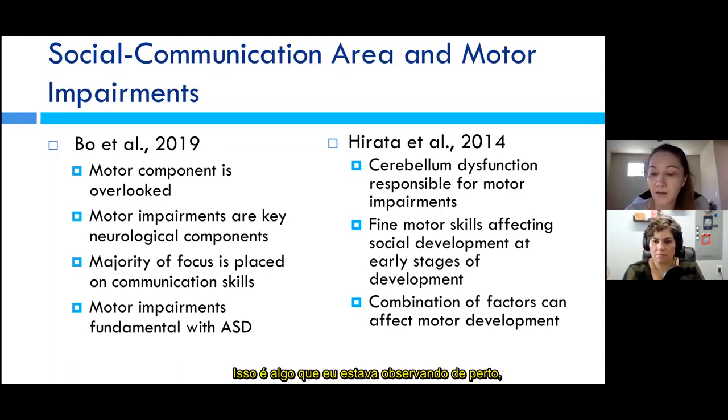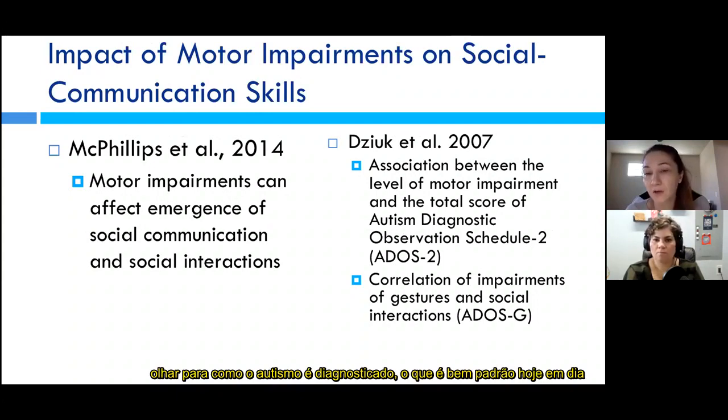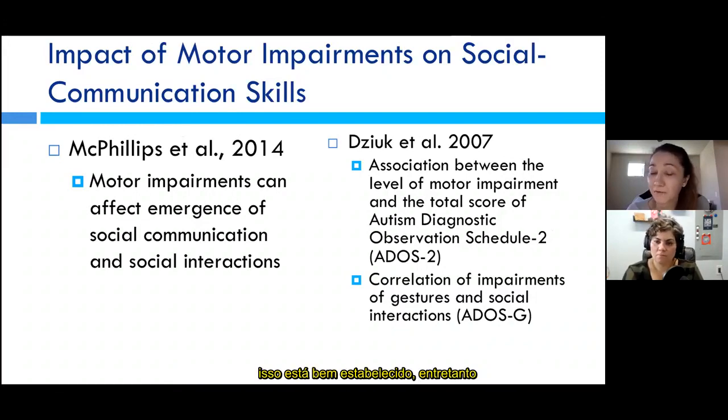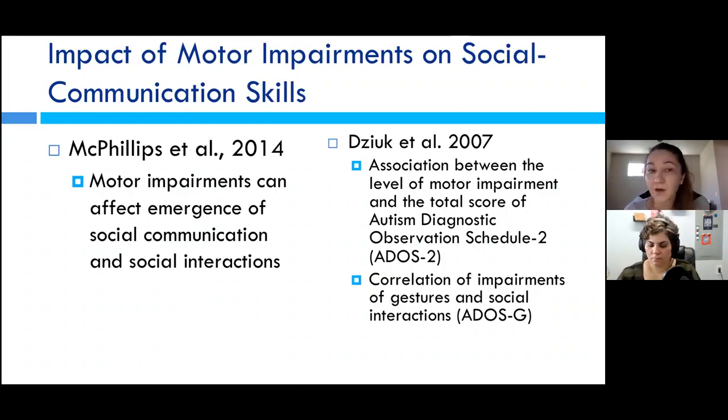So this is something that I was looking at closely, and that led me to look at different screening tools and at how autism is diagnosed, which is pretty standard right now, and what the correlation is between impairments in gestures and social interactions, and that's pretty well established. However, there is nothing at this point that really links these two from the purely motor impairment angle.